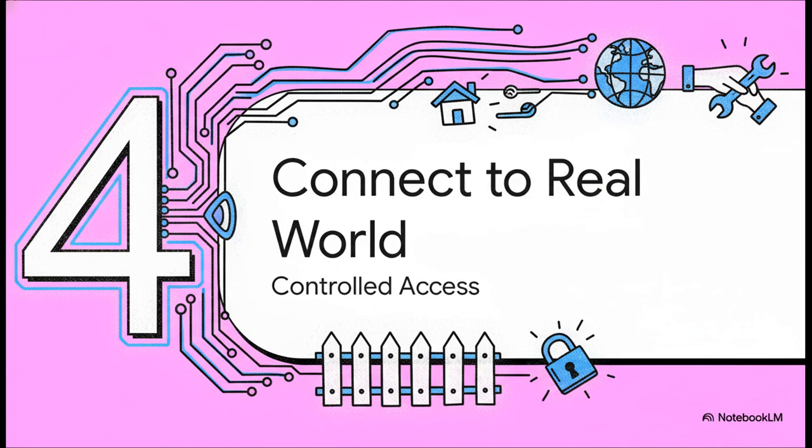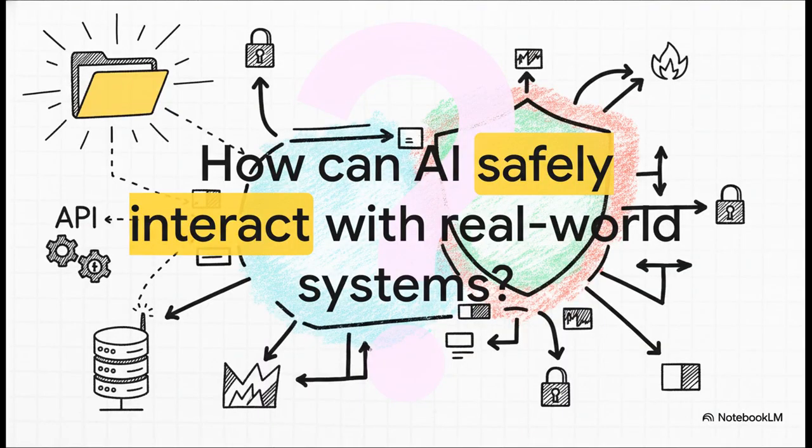All right, we are almost there. We've covered a lot. Our AI now has a blueprint, it has rules, and it has a memory. But right now, it's still kind of stuck in a digital box, right? It can't actually do anything. So this final piece of the puzzle is all about how we connect it safely to the real world. And this is the last big practical hurdle we have to clear.